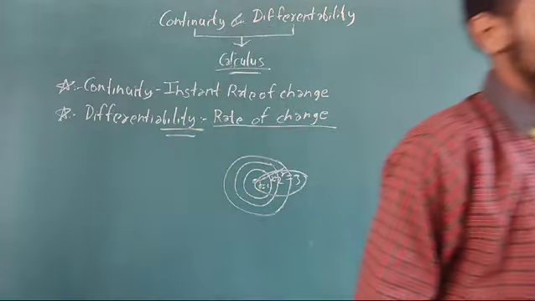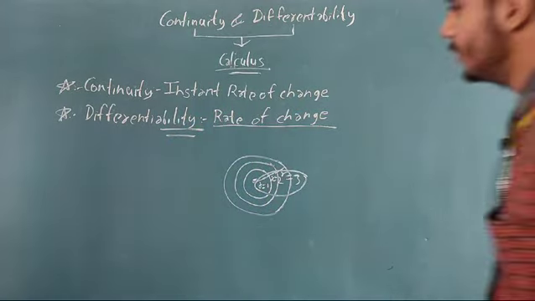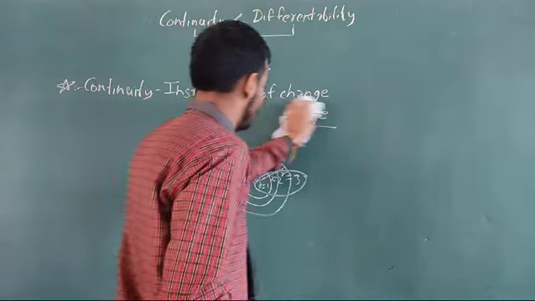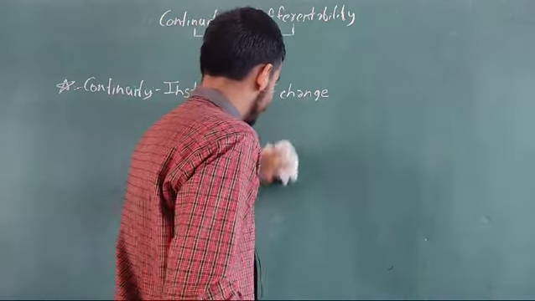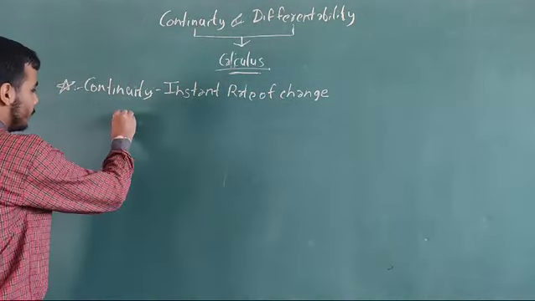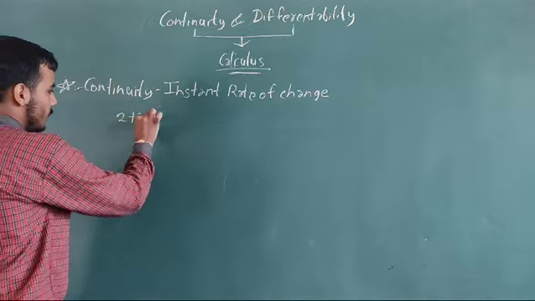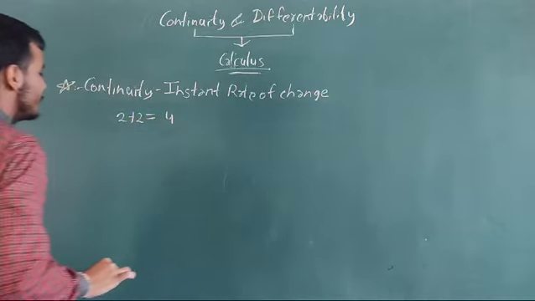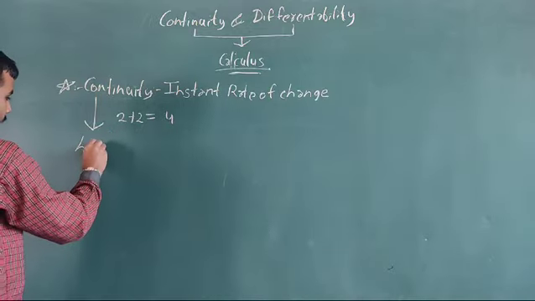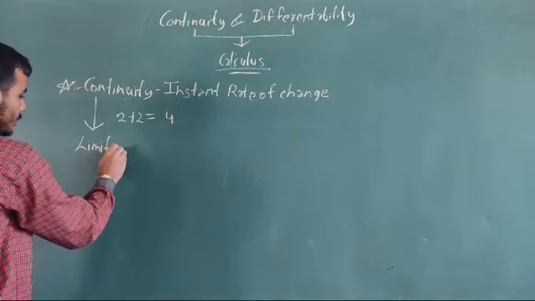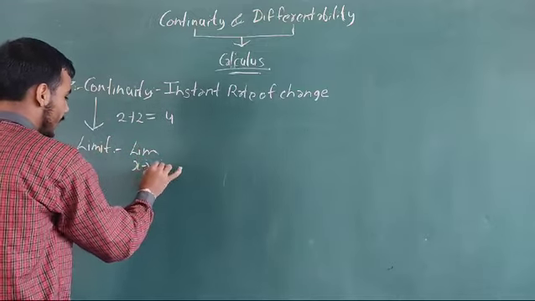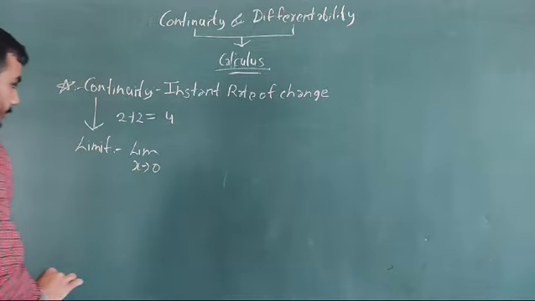Now let's talk about continuity in brief. As we have studied earlier in our class, 2 plus 2 is equal to 4. But the principle of continuity means limit, and its notation will be limit x approaches any constant number.